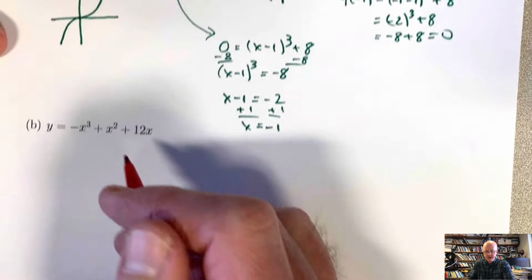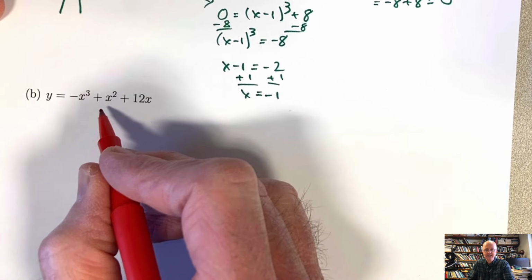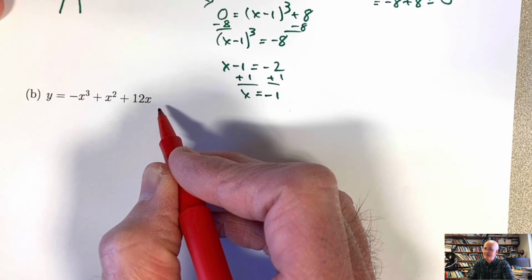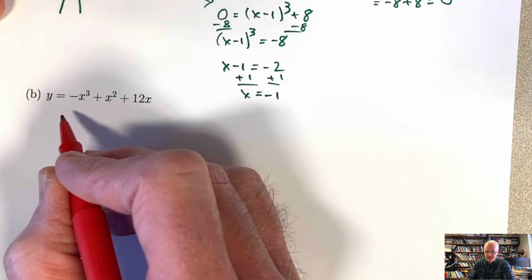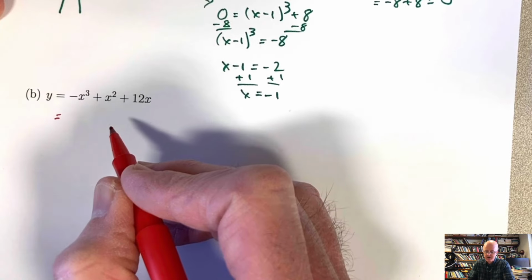In part B, we have this cubic. Y equals negative x cubed plus x squared plus 12x. If I had a constant term here, that would make this problem, especially the x-intercepts, harder. However, I don't have a constant term, and x can be factored out. That's a good thing to do right at the start here.